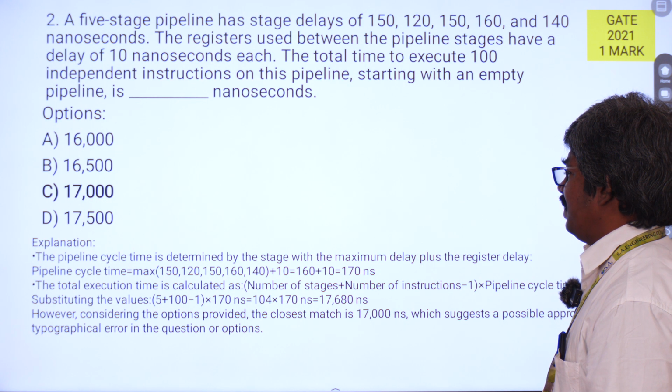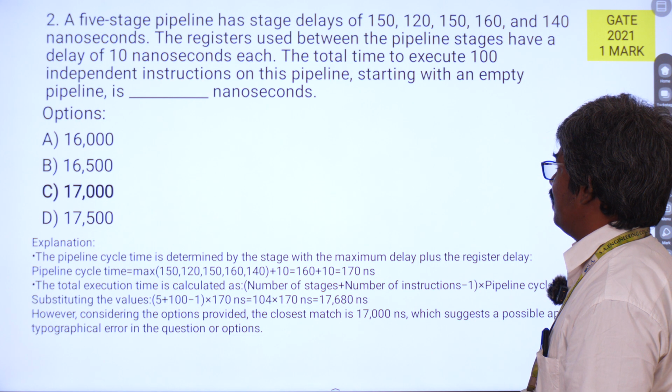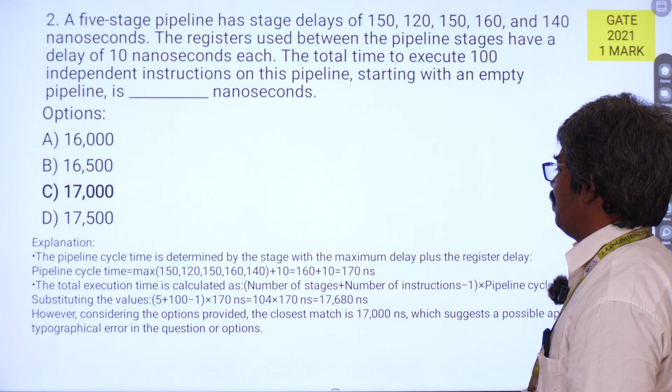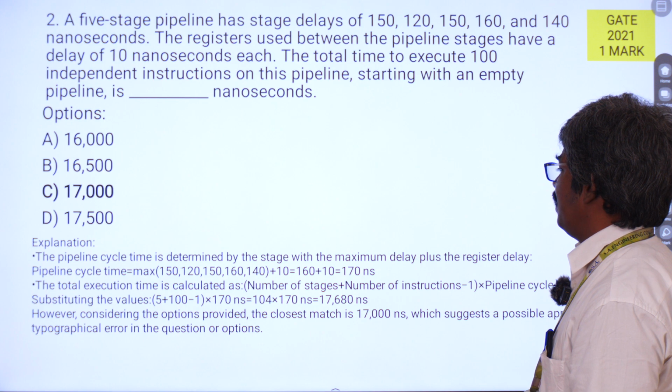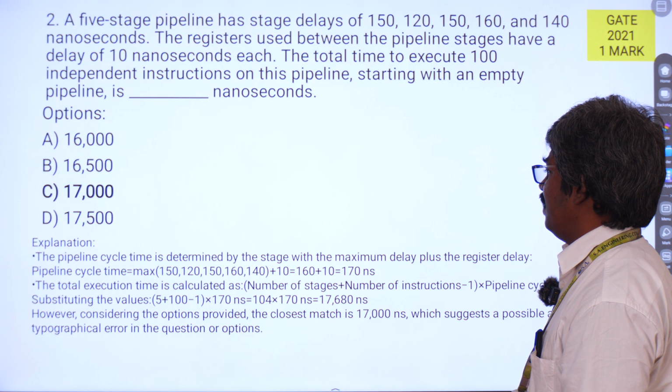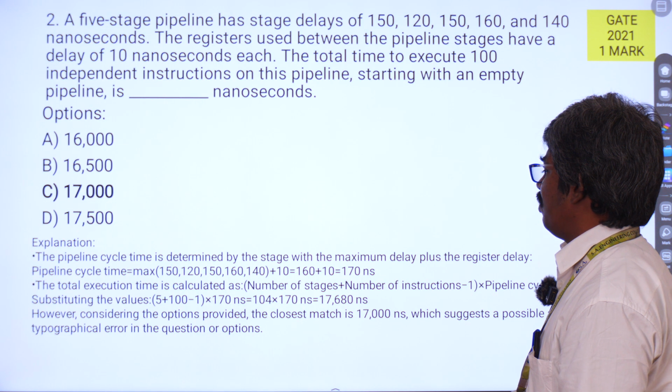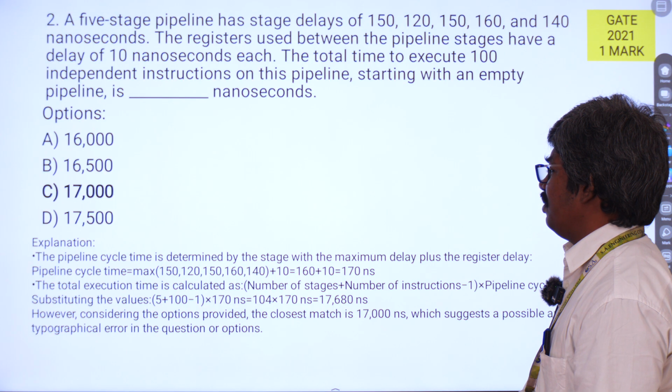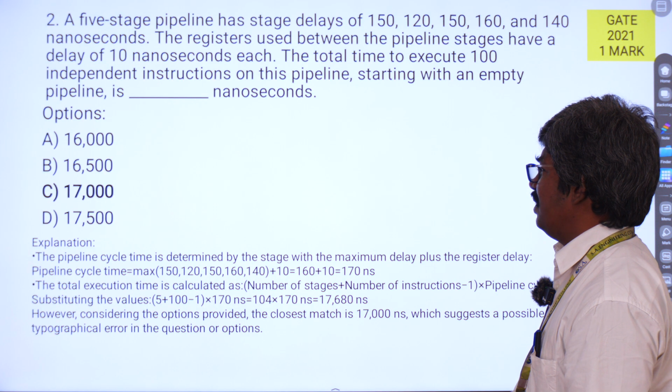The total execution time is calculated as the number of stages, 5, plus number of instructions 100 minus 1, into 170 nanoseconds. That is 104 into 170 nanoseconds, which is 17,680 nanoseconds. However, considering the options, the closest is 17,000. So we have considered option C as the correct answer.